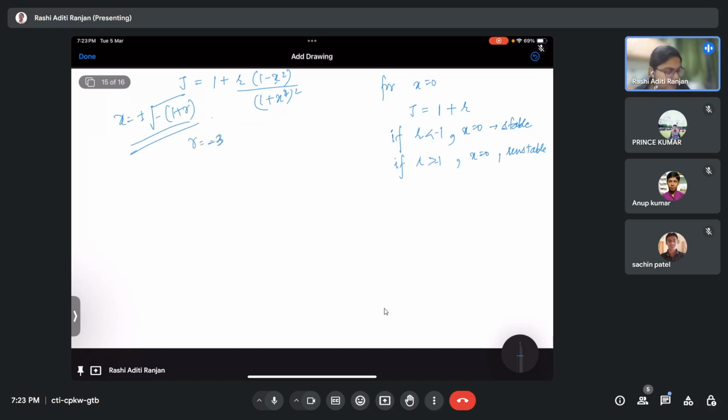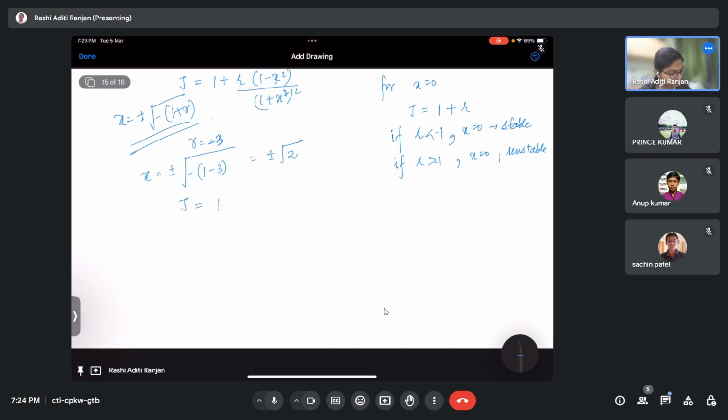Okay, and let us see what is actually happening. So if my r is equal to minus 3, what is going to be my fixed point? It is going to be x equals plus minus of, isn't it? So if now I'll put it in the Jacobian, what am I going to get?